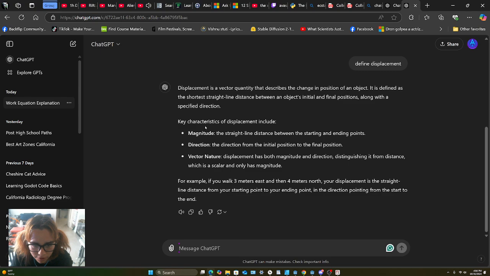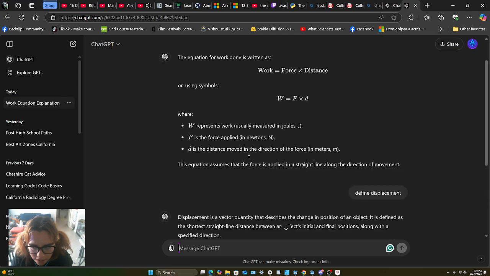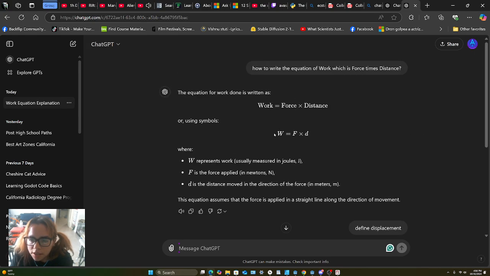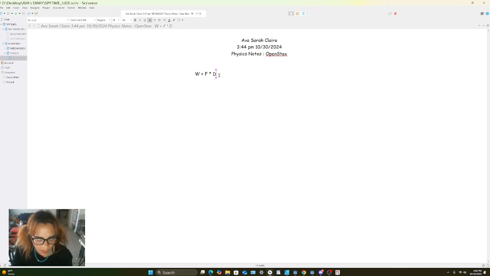Key characteristics of displacement include magnitude: the straight line distance between the starting point and ending point; direction: the direction from the initial position to the final position; vector nature: displacement has both magnitude and direction, distinguishing it from distance, which is a scalar and only has magnitude. So I think this is the equation. I wrote it here, but the only problem is that I wrote a capital, so maybe it's like that. Maybe it is like that, okay?